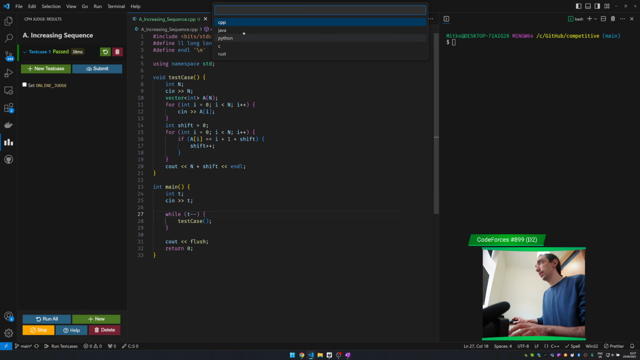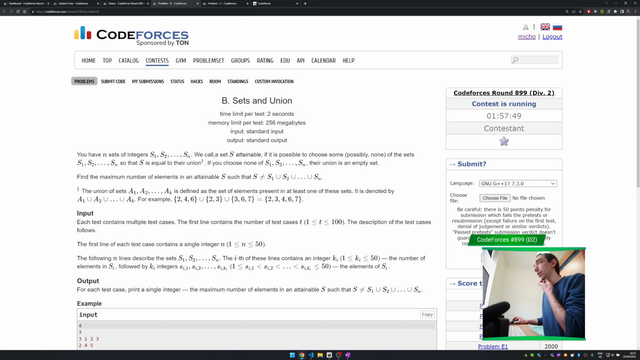There are n sets. We call a set S attainable if it is possible to choose some of the sets so that S is equal to their union. If you choose none of the sets, their union is empty. Find the maximum number of elements in an attainable S such that S is not equal to the union of all the sets.